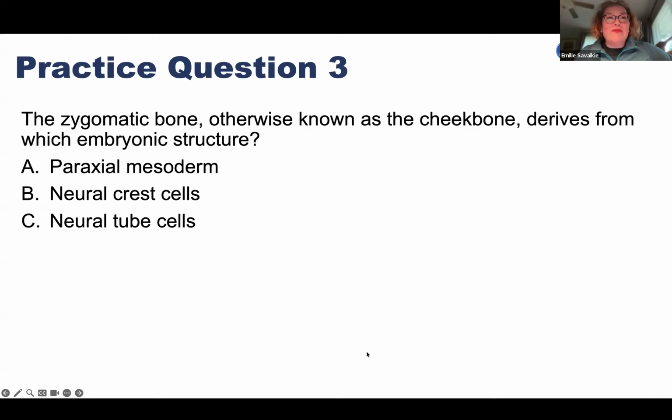So the next question, zygomatic bone, otherwise known as a cheekbone, derives from which embryonic structure? Paraxial mesoderm, neural crest cells, or neural tube cells? End in 3, 2, 1. Excellent. Neural crest cells is right. Let me advance the slide. There we go.